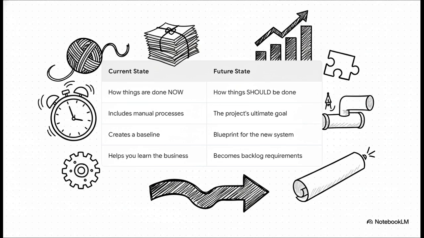So here it is, the secret sauce. You always start with the current state. You have to document how things are being done right now, even if it's a messy, manual, clunky process. This creates your baseline. It's how you truly learn the business. Only after you've nailed that down can you accurately map out the future state, how things should be done. And that future state, that becomes your requirements.